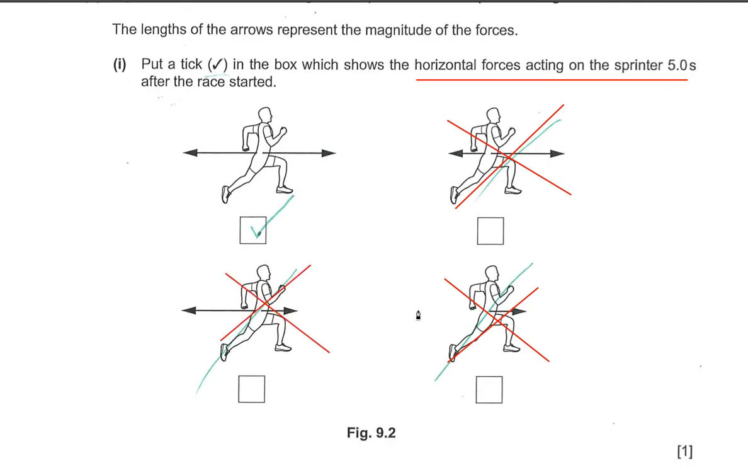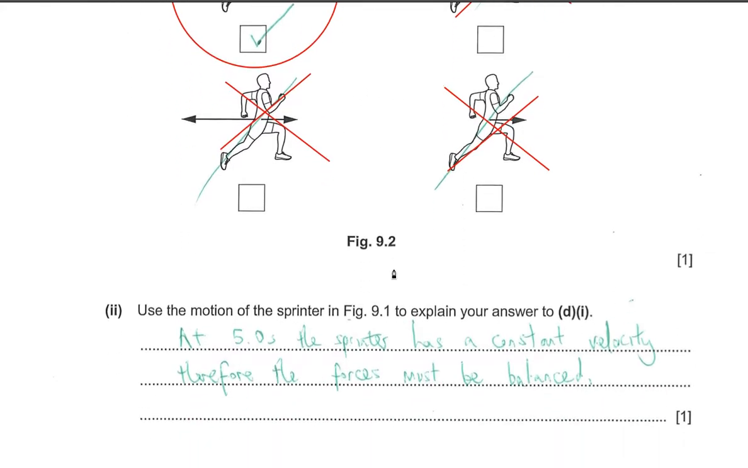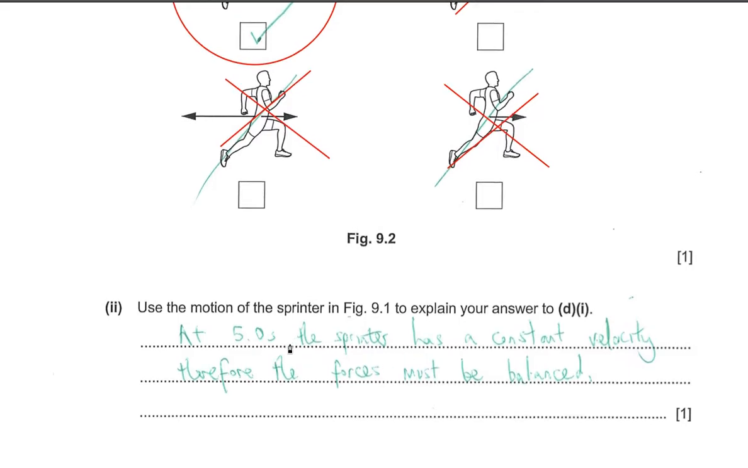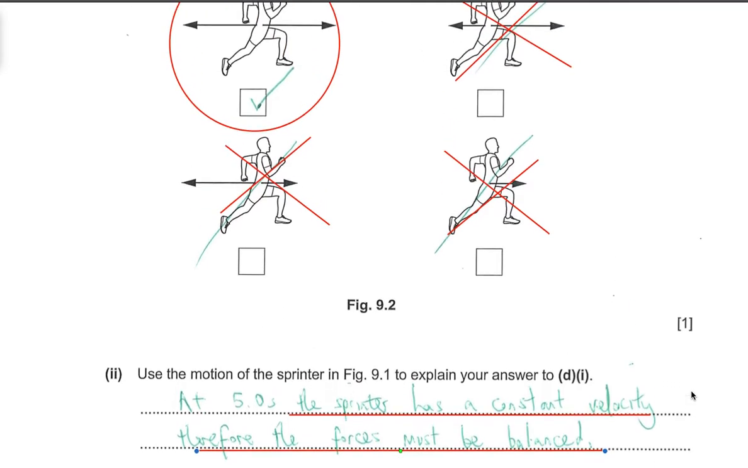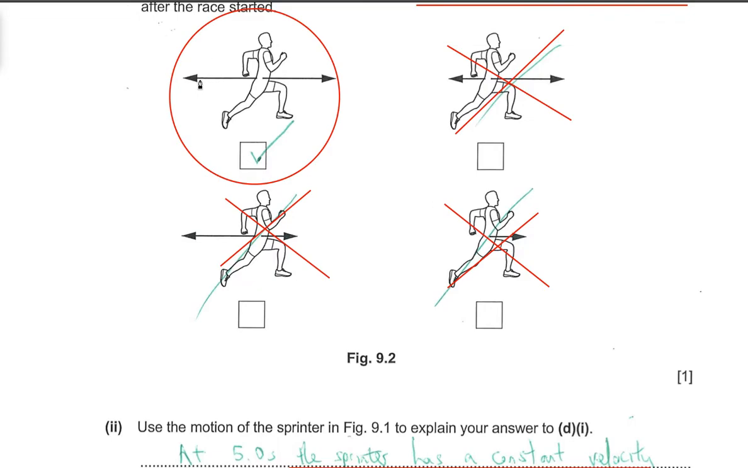Newton's first law tells me that as long as the forces are balanced on me, then I'm going to continue with my motion. Okay, so actually here, this is the right answer. Why? Well, at 5 seconds, the sprinter has a constant velocity. And in order for that to happen, the forces must be balanced. In other words, the forward force and the backward force must be equal to each other. And you can see that here, given those size and direction of those arrows.